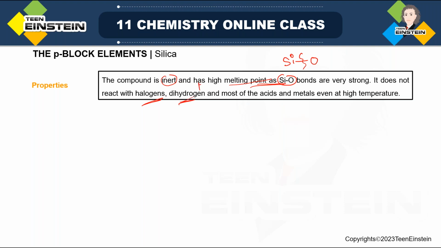Then with dihydrogen, that is the molecule H2, there is no reaction. Then most of the common acids. By common acids, I mean HCl, H2SO4. There are no such reactions with these acids. And also there is no reaction with metals, even if you are doing those reactions at high temperature. Now there are only some specific reactions, 2 to 3 specific reactions for silica, that we will see here.